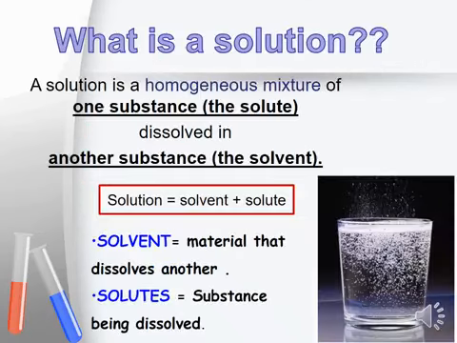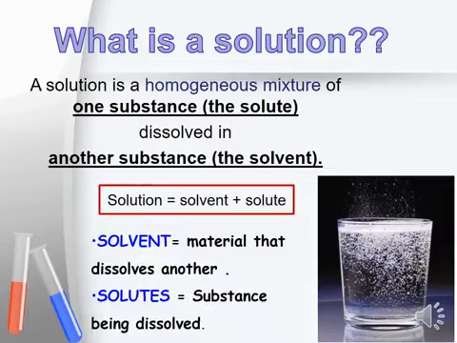First, we are going to identify what a solution is. Solution means that it is a mixture. Mixture of what? It's a mixture of two substances. The first one is called solute, and the second one is called solvent. So, what is a solution? A solution is a mixture of two substances.